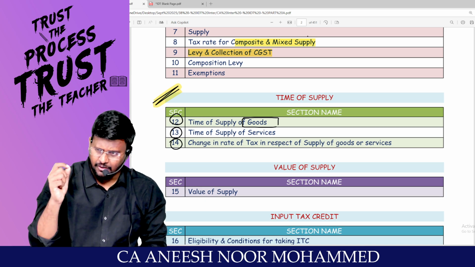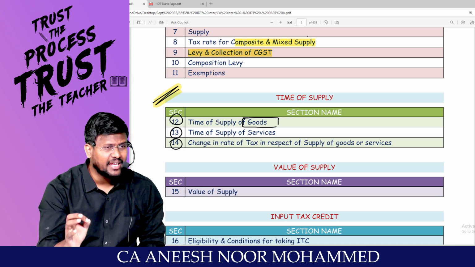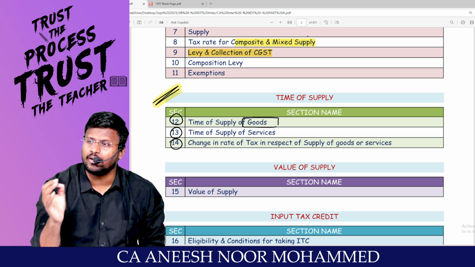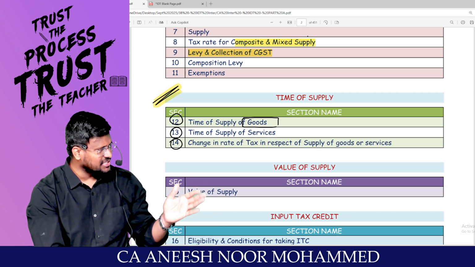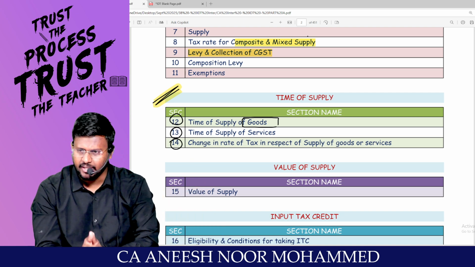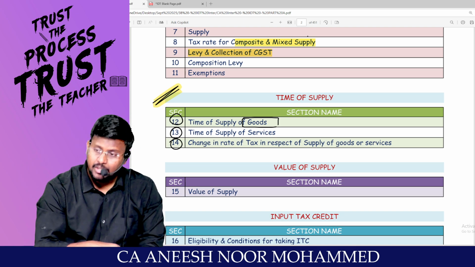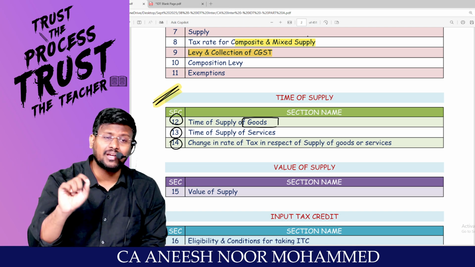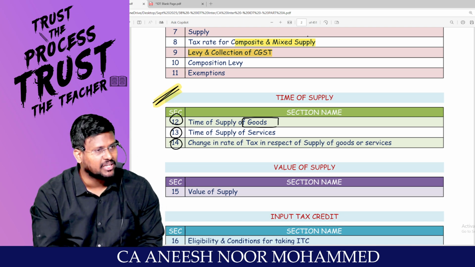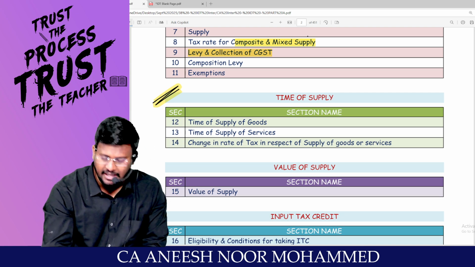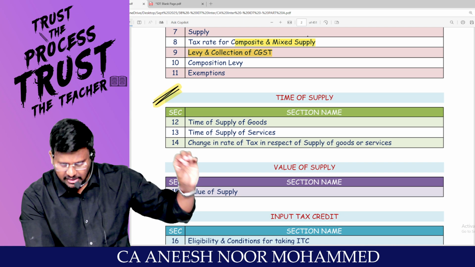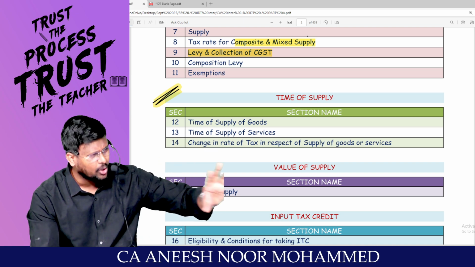Section 14, time of supply in case of change in rate of tax. Sometimes the tax rate will change. The government will change the tax rate from 5% to 12%, 12% to 28%. So at that time, at what rate am I liable to pay tax to the department? That is section 14. Section 14 is not in the CA Inter syllabus. It is in the CA Final syllabus. We are only saying the section reference number.